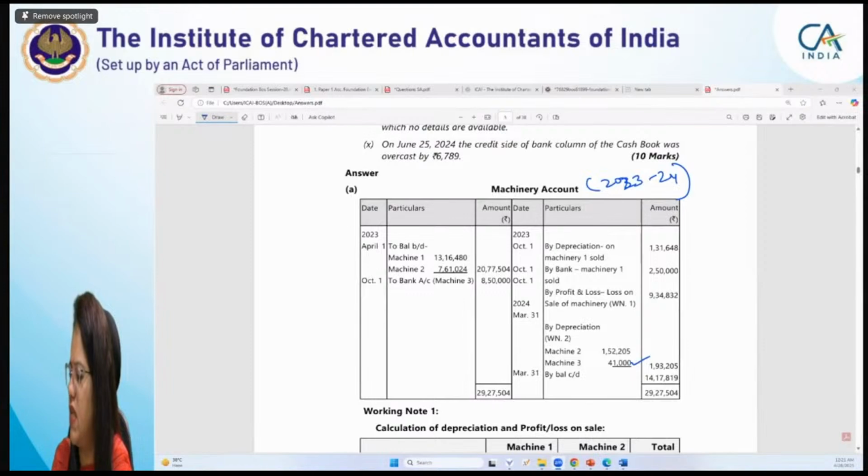Someone is asking, Madam, asset cost and the transportation and installation cost will add in the asset. See, go to the chapter now. You have to see the chapter. And ये आपको आपकी स्टडी मटेरियल में ही दिखेगा. What do you mean by SLM and DBM? आपको स्ट्रेट लाइन मेथड और डिमिनिशिंग कॉस्ट मेथड आपको पता होना चाहिए.